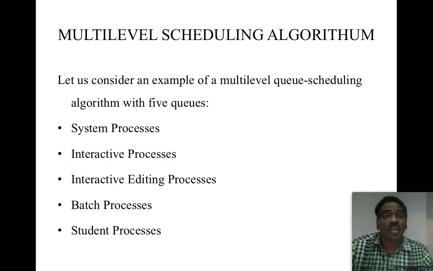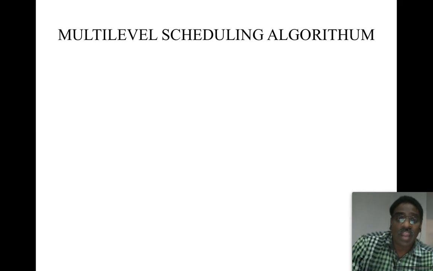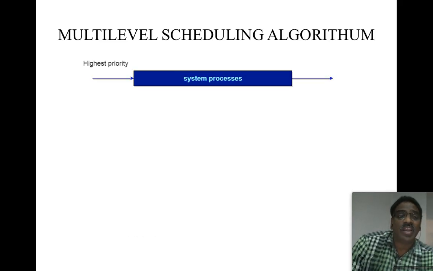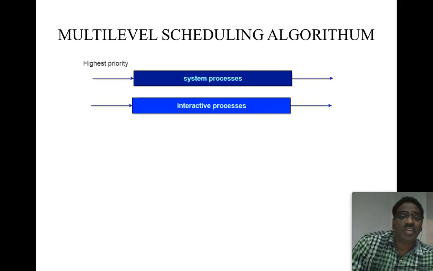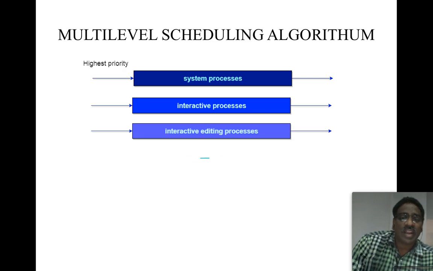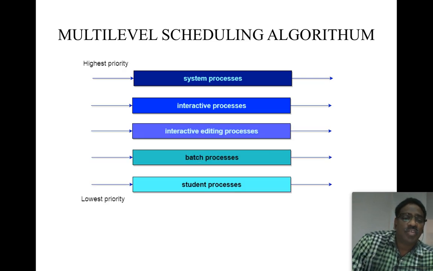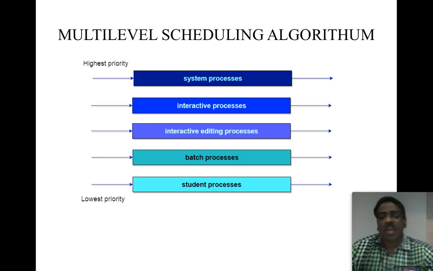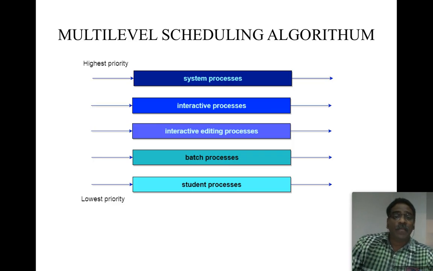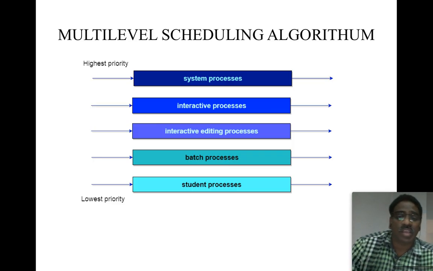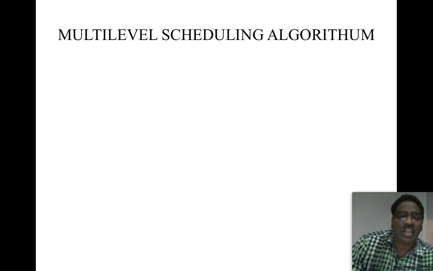That is a major overhead of the multi-level scheduling algorithm. And this is the diagram for that. The highest priority is the system process. Next is the interactive process, interactive editing, batch processing, and student processing has a low priority. Why change the color of batch processing? For understanding purposes, you change the color. The batch processing is the most overhead process in the multi-level scheduling algorithm.